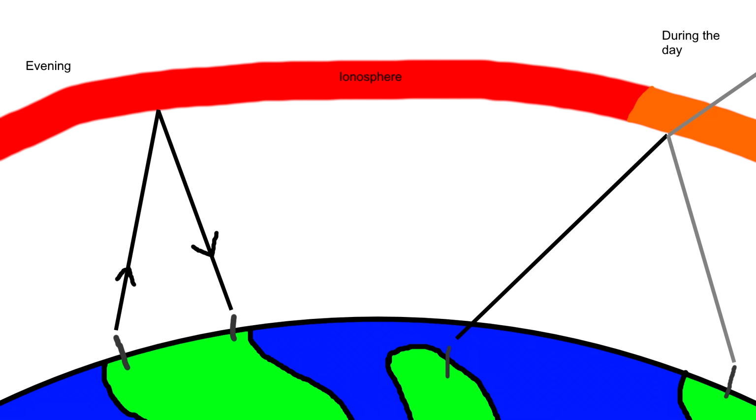Another way radio transmissions can be affected is by the sun. Generally in the evening, sunspots are more common. This makes the ionosphere more effective, therefore increasing the coverage of the cell masts.